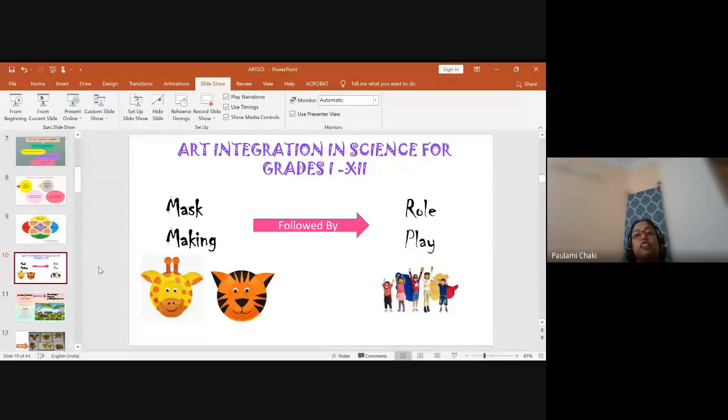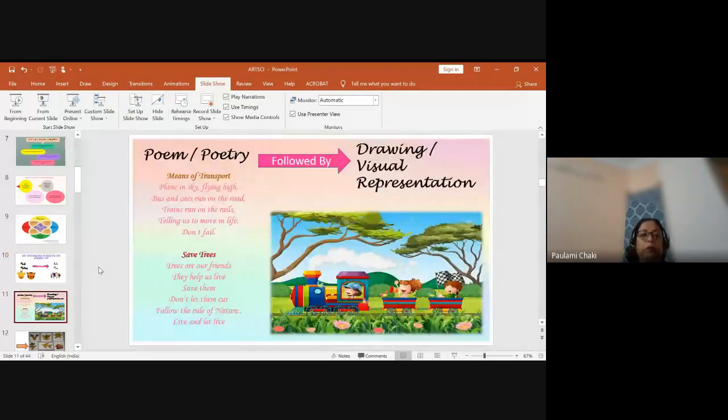I will even suggest the teacher can also make one mask, so that she can also motivate her students. She can start with the process and students can follow. Then comes poem or poetry, followed by drawing or visual representation.